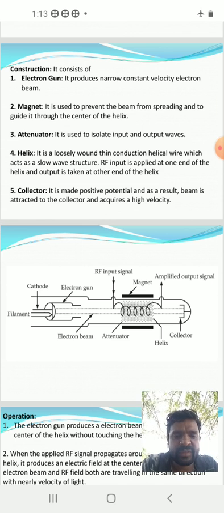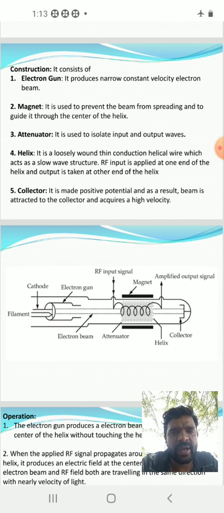Construction of traveling wave tube. Here it consists of an electron gun, magnet, attenuator, helix, and collector. The electron gun produces a narrow, constant velocity electron beam. So the electron gun produces electrons which have high velocity.